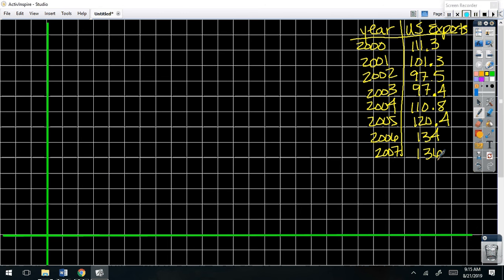So when I graph this in a coordinate system as a scatter plot, how do I know what to graph? What is what here? What generally goes on your x-axis? Time. That's right. So this is going to be my year here, which means this is going to be my exports.